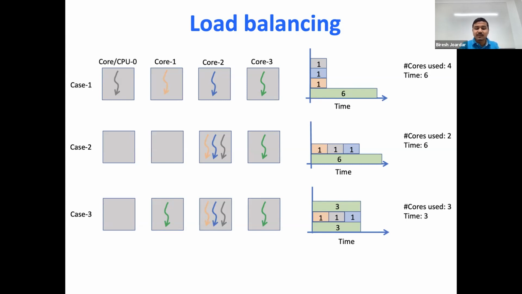But if you compare case 3 with case 1, which is your baseline, you can see that it's better than case 1 in every way. You're using fewer cores and your execution time is 2 times lower. So this is what task mapping can do. If you can find this optimum task mapping, not only will you use fewer resources, but you can finish your work much faster.